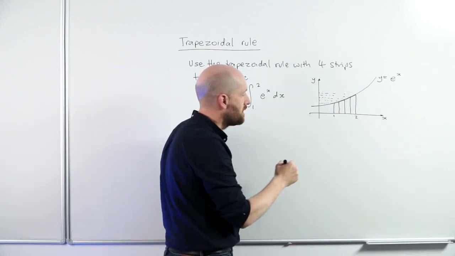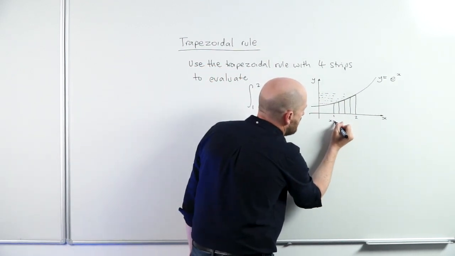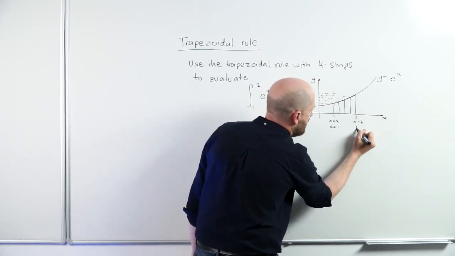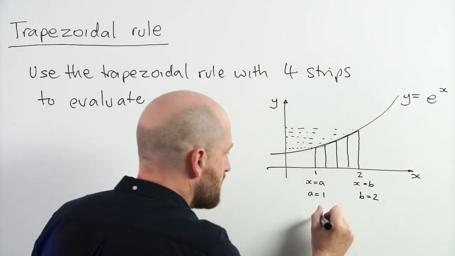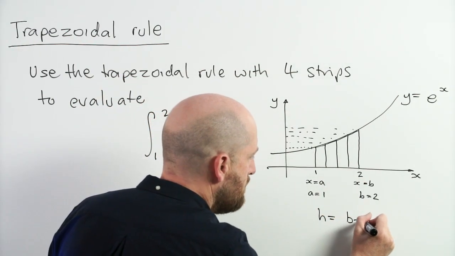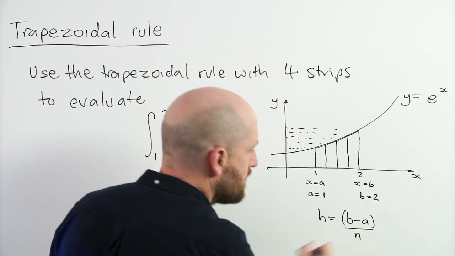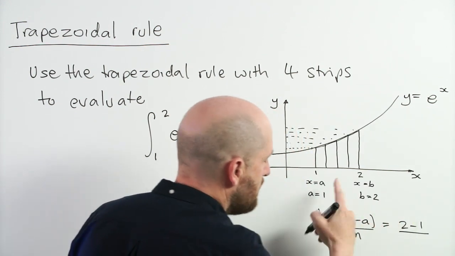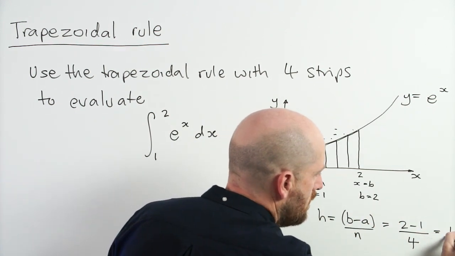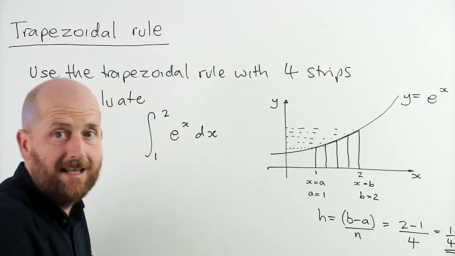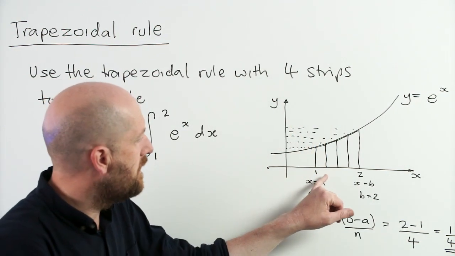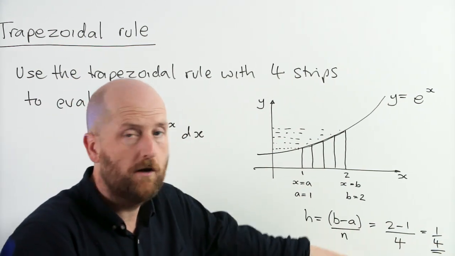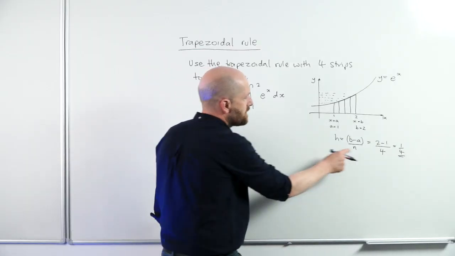The thickness of the strips is relatively easy. I'm integrating from x equals a to x equals b, so a in this case is 1, b is 2. The thickness of the strip, h, is b minus a over the number of strips. B minus a is 2 minus 1, divided by the number of strips, 4. That's a quarter. You could have seen that just by thinking about this graph: a unit length of 1 divided by 4. The strip width is going to be a quarter, so h is a quarter.